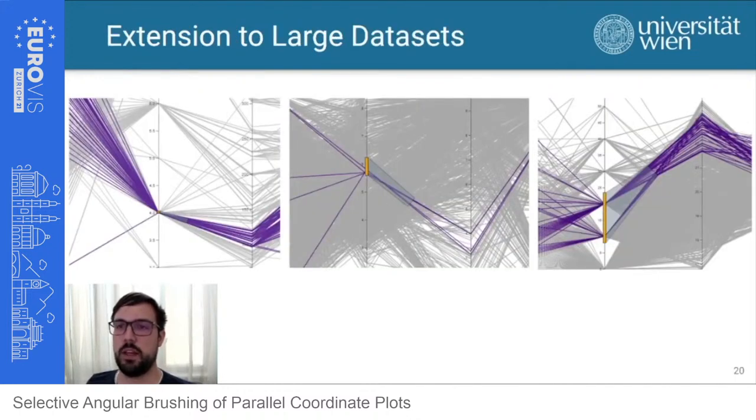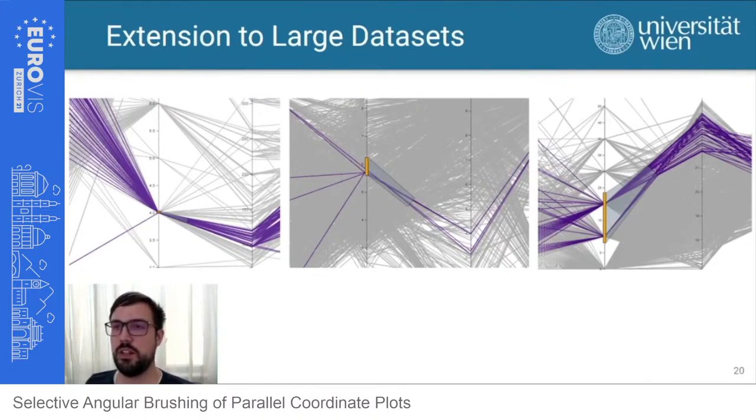Another issue that became apparent in our user study was that the selection only relied on selecting a single point on an axis. This single selection limited the usefulness for large datasets, in which lines do not necessarily pass through a concrete point. Thus, we extended the interaction to also work with range selectors on an axis.